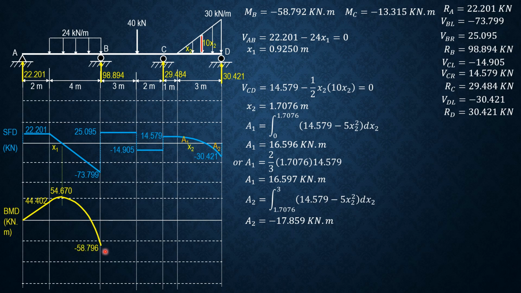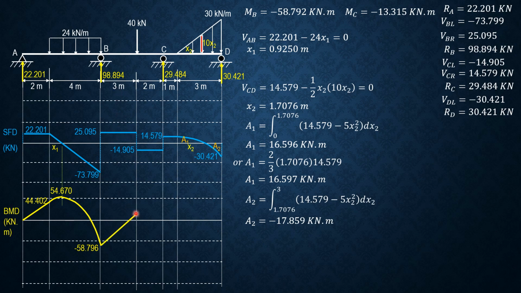So the value here is, check with your calculator, negative 58.796, which is supposedly the moment at B. The moment at B is negative 58.792, so the small discrepancy is due to rounding off. So that's acceptable, 0.004 difference. Then plus the area of this rectangle, which is 25.095 times 3. So negative 58.796 plus 25.095 times 3.